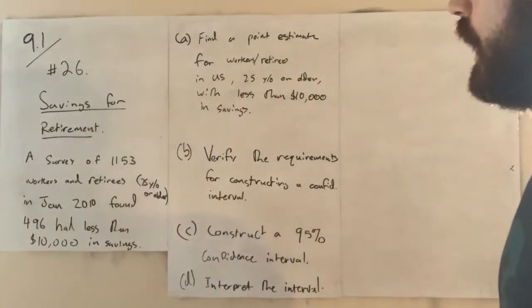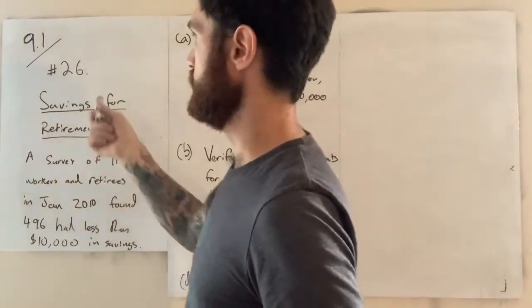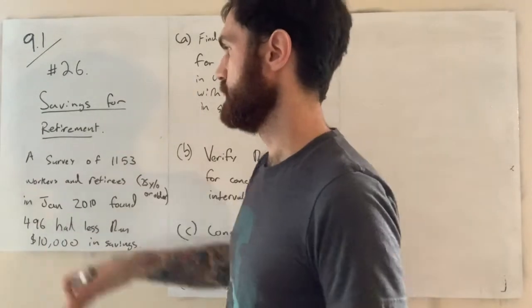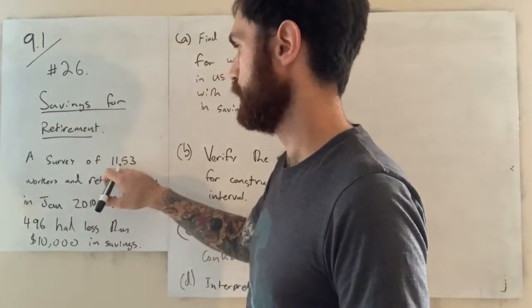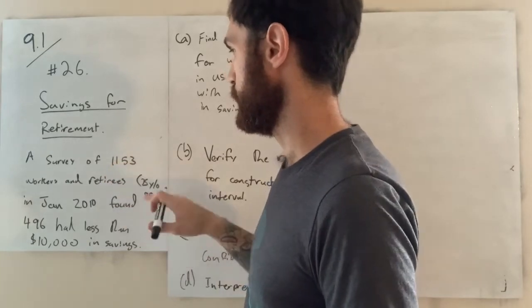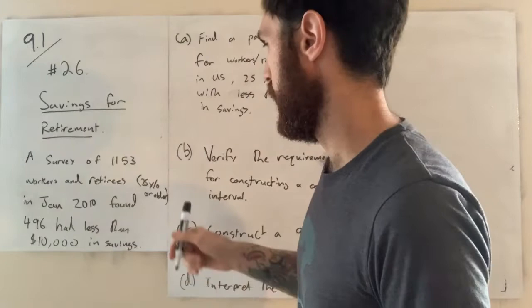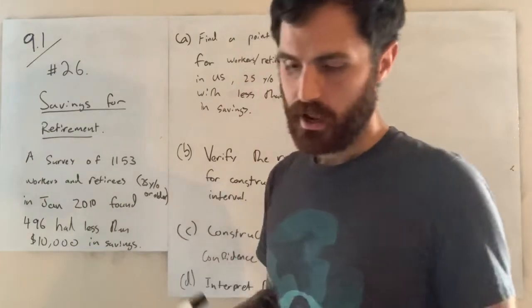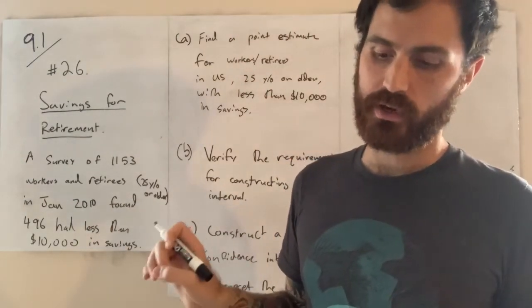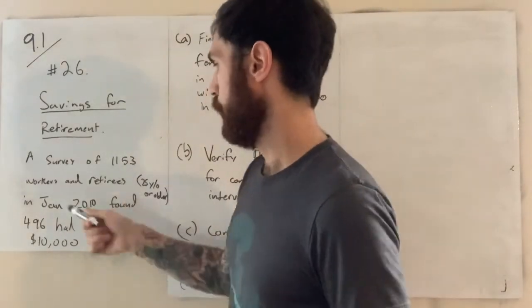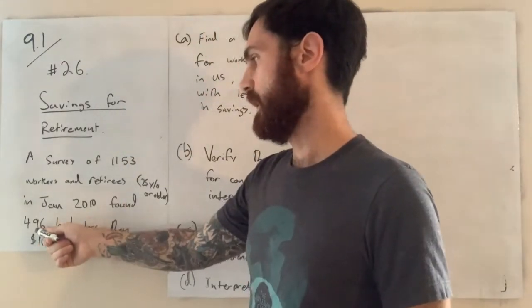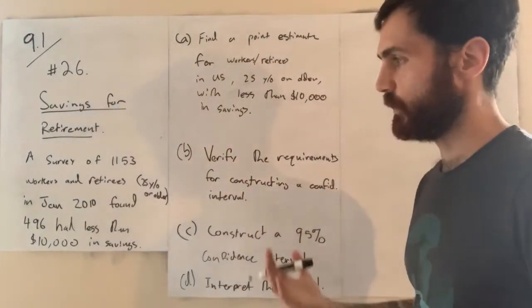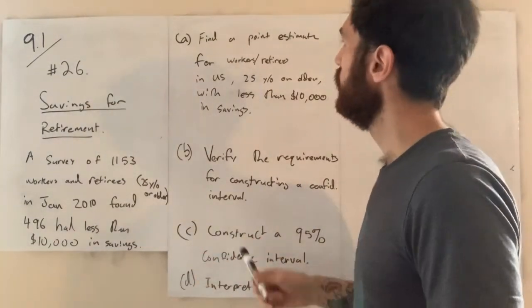Okay, so this is number 26 from the book, and it's savings for retirement. The question says we have a survey of 1,153 workers and retirees. They're all from the US, and they're all 25 years or older. This was taken in January 2010 by the Employee Benefit Research Institute. What they found was that 496 had less than $10,000 in savings. So this was their savings for retirement, or probably their total savings.